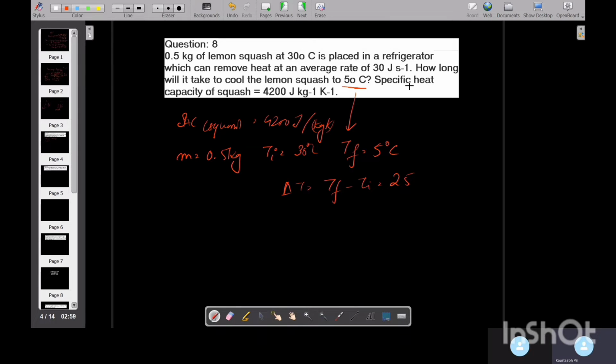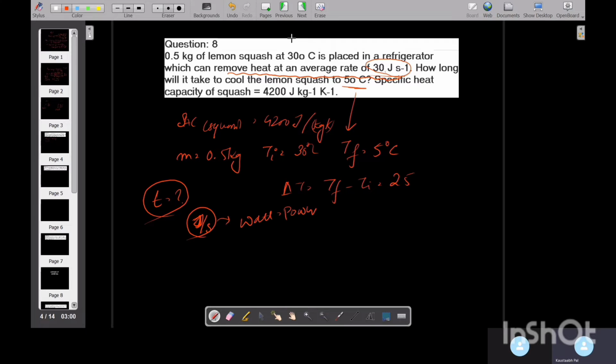Okay. So now they're saying, how long will it take to cool? That means they're wanting us time. Now from where do we get the factor of time? Here you actually got this remove heat at an average rate of 30 joule per second. So now through this, they're actually telling you the power of the refrigerator. Now, if you notice the unit, it is joule per second. Can you tell me which physical quantity has joule per second as the unit? Or we can write joule per second as watt, which is what? Power. Okay, so they're giving you the power of the refrigerator.